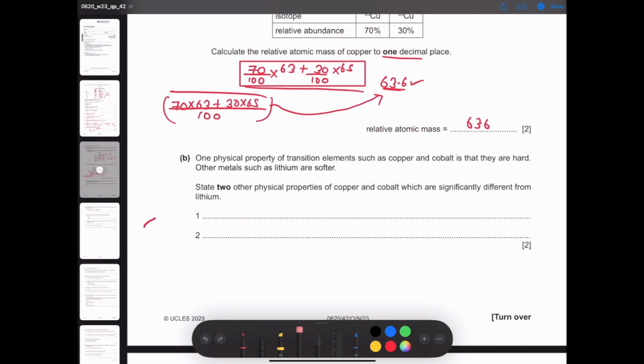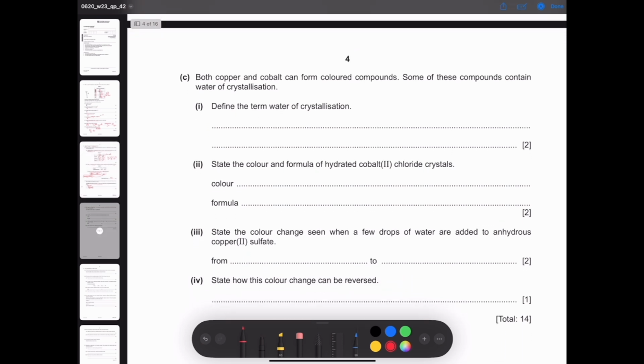One physical property of transition elements such as copper and cobalt is that they are hard. Other metals such as lithium are softer. State two other physical properties of copper and cobalt. We know that transition metals have high melting point and they have high density compared to the regular metals. So these are the 2 points. Alright, now let's move on to the next question.